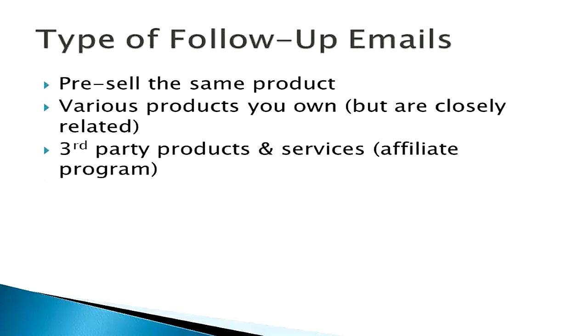Types of follow-up emails: pre-sell the same product, various products that you own but are closely related, and third-party products and services, like affiliate programs. There are basically 3 types of follow-up emails you can write to be set on autopilot with your autoresponder. The first is that you can pre-sell the same product over and over again. If a subscriber joins the mailing list, always supply a link back to your sales letter or the offer you're promoting.